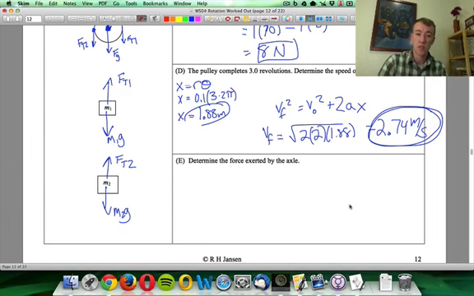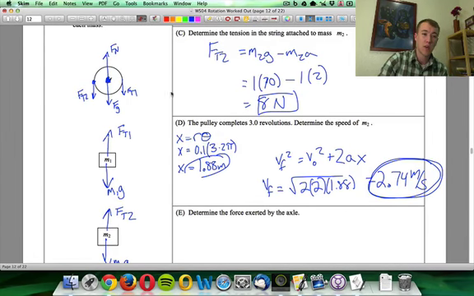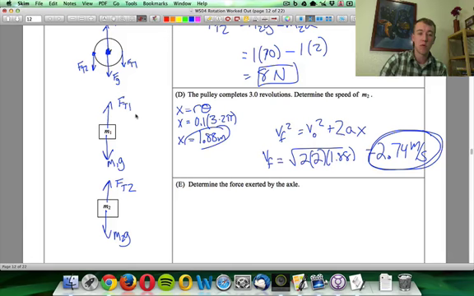Last up is determine the force exerted by the scale. If you look at our free body diagram here for the pulley, the force of gravity is pulling it down. It's got these 2 tensions acting on it. The normal force is the force exerted by the axle. We want to find that normal force. The pulley, although it's angularly accelerating, isn't accelerating vertically, so those forces are balanced. So I can say the normal force is equal to the force of gravity plus each of those tension forces that are also pulling it down.